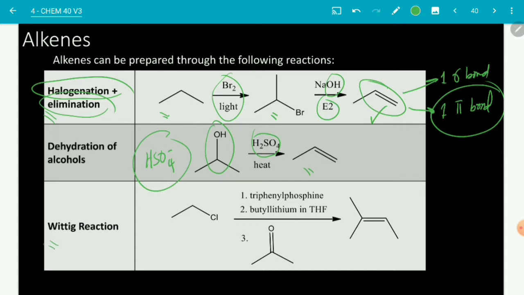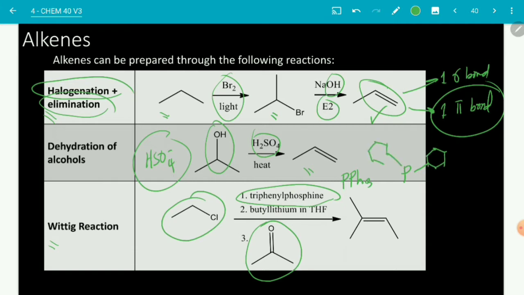So, next is the Wittig reaction. So, sa Wittig reaction, magko-combine tayo ng alkyl halide tsaka ng carbonyl compound, okay, through the triphenyl phosphine or the PPh3. Okay? So, ang triphenyl phosphine, phosphorus siya na may tatlong benzene. Okay? Yan yung itsura niya. So, this triphenyl phosphine, okay, is parang catalyst or part siya ng reaction para makapag-combine yung iyong alkyl halide tsaka yung iyong carbonyl compound. So, butyllithium in THF, isa rin siya sa mga reagents na ginagamit, okay?